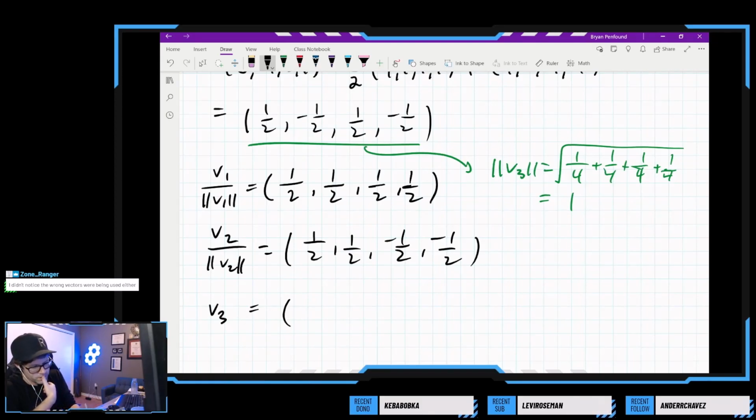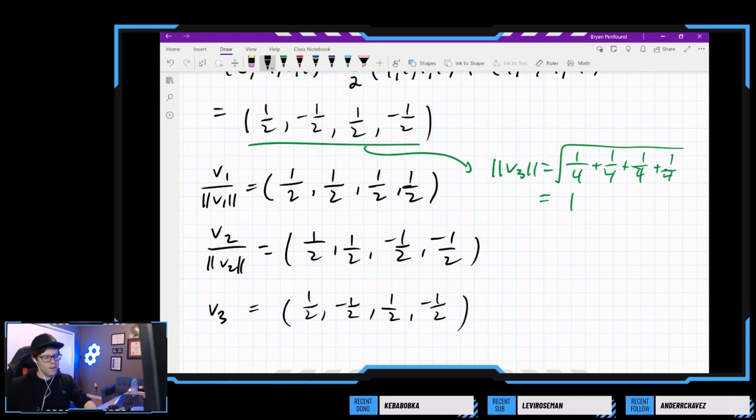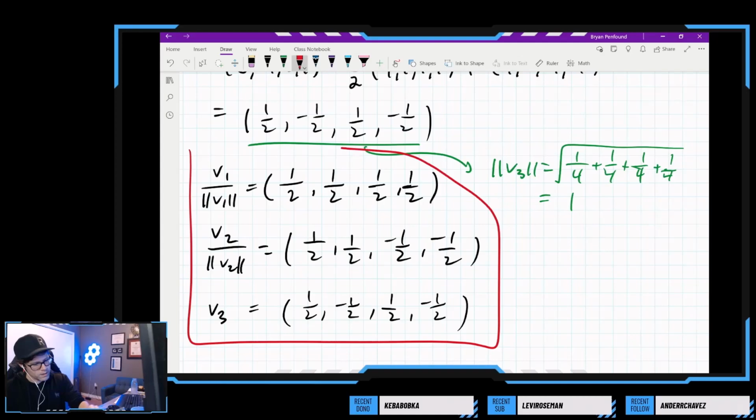So the last vector that we're going to need is 1 half, negative a half, 1 half, negative a half. Holy smokes. Does that work? Yeah, 1 and 3 are definitely orthogonal. We know that 1 and 2 are already orthogonal. 2 and 3, that should work, right? We get a positive, a negative, and a positive. Perfect. So this is the set of orthonormal vectors that we need from the Gram Schmidt process.